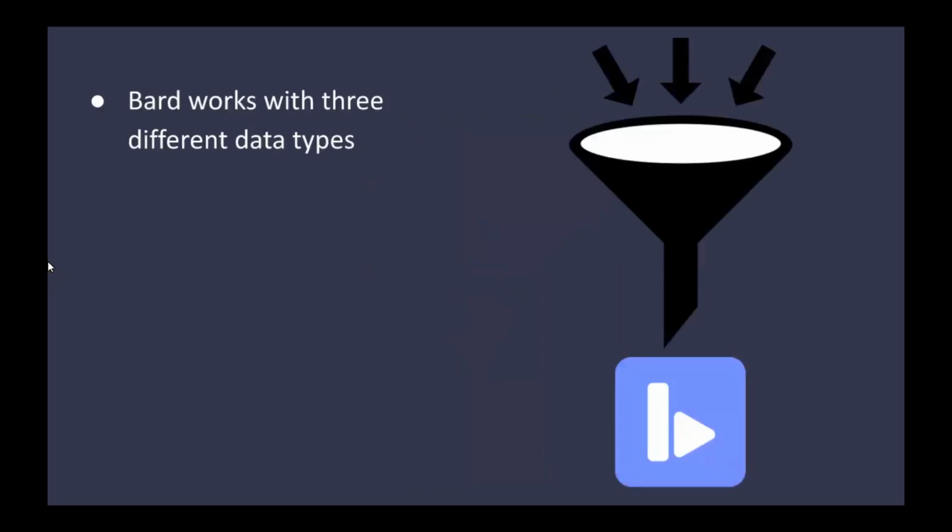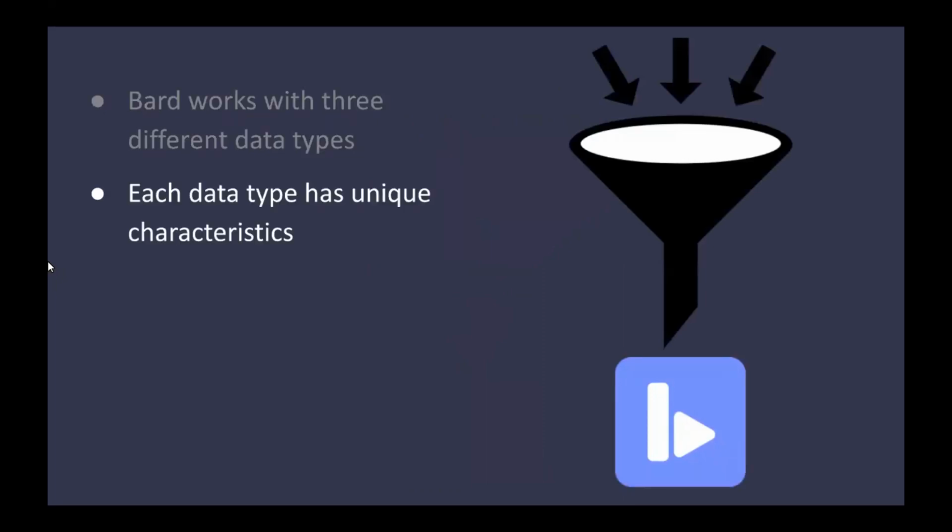The first thing to know is that Bard works with 3 different data types, and each data type has unique characteristics that make working with them challenging. I'm going to start my section off by giving an overview of the 3 different kinds of data, and then I'll move into how we built our backend in order to handle them. First, we have session data.